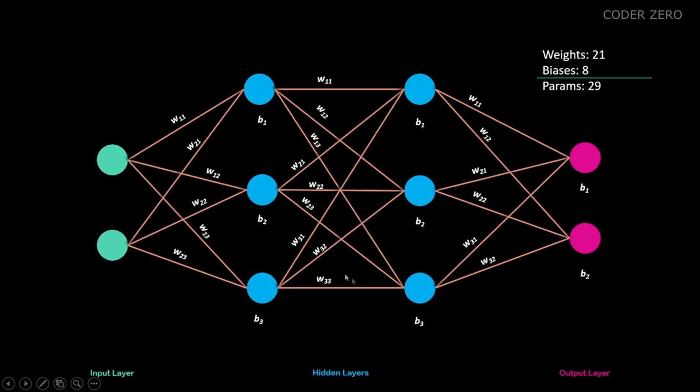So when we say we are training the neural network, we are trying to find the best values for these weights and biases. Hence, for this network, we have a total of 29 trainable parameters.